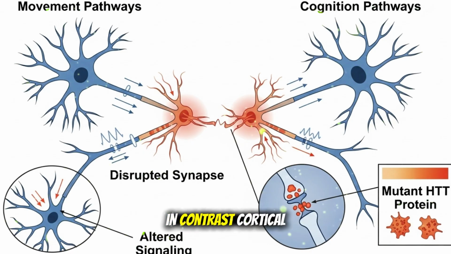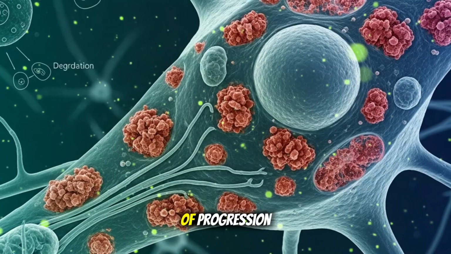In contrast, cortical regions display a more gradual involvement, aligning with later cognitive and behavioral features. Distribution patterns of symptom onset vary across individuals and populations. Differences in CAG repeat length strongly correlate with the age at which neurological changes begin, but additional modifiers influence the rate of progression.